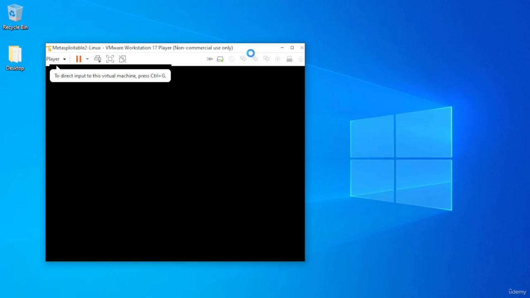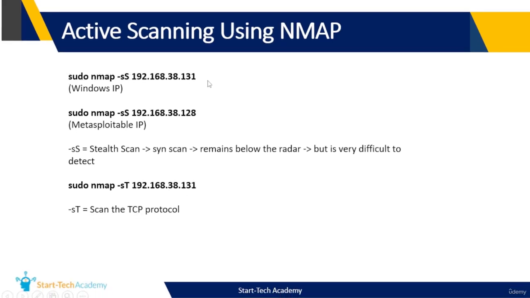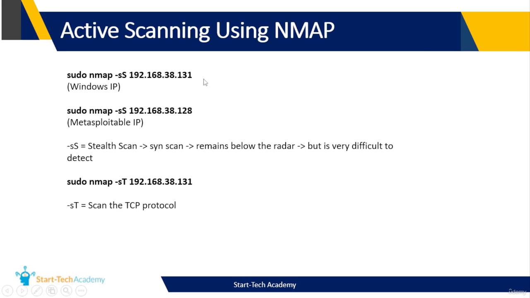So we are going to perform active scanning using Nmap. Let's get started. In the first exercise, we will see how we can perform active scanning using Nmap. We will be using the nmap -sS command, and we will be scanning the Windows IP address. Let's see how we can do that. And then we'll also be scanning the Metasploitable IP.